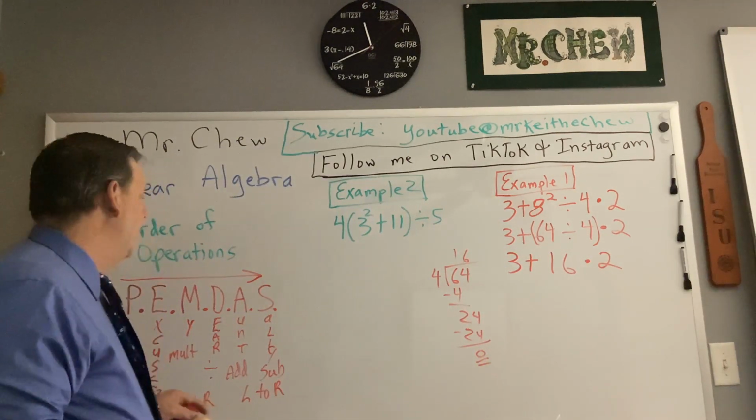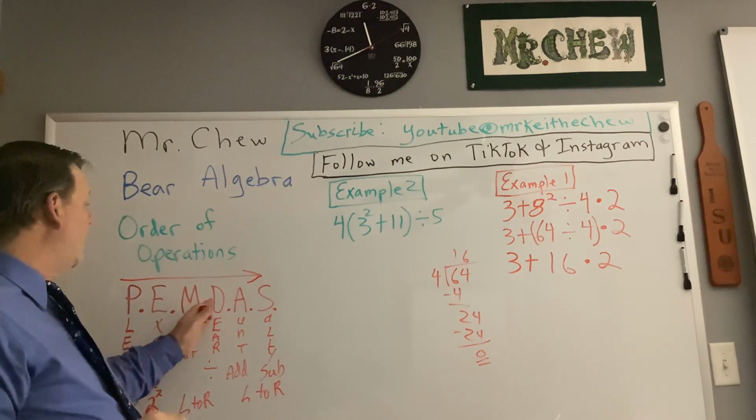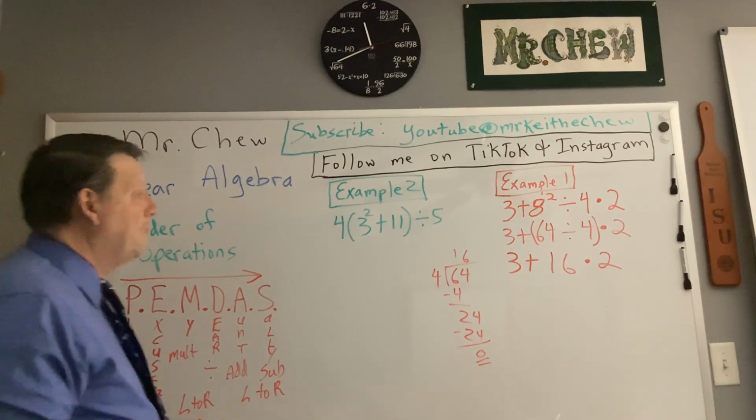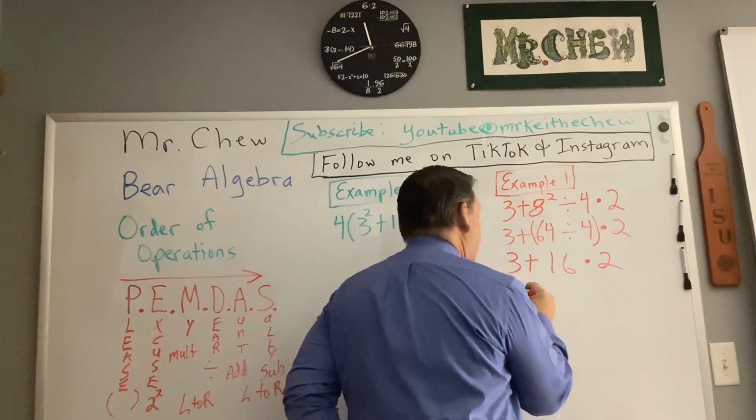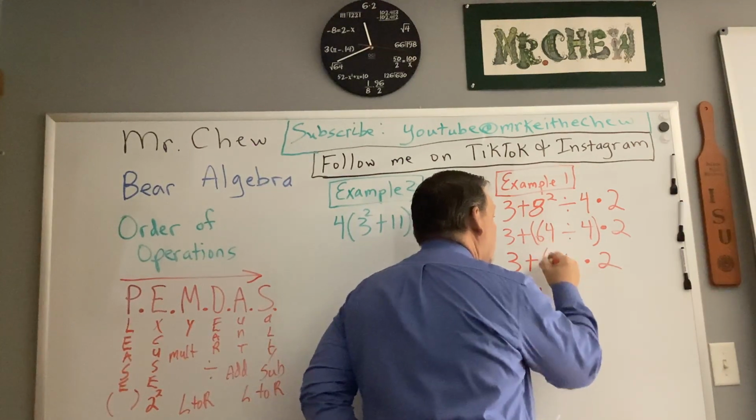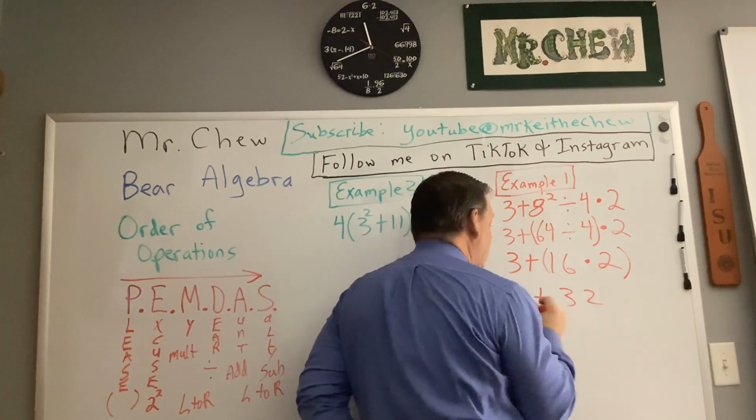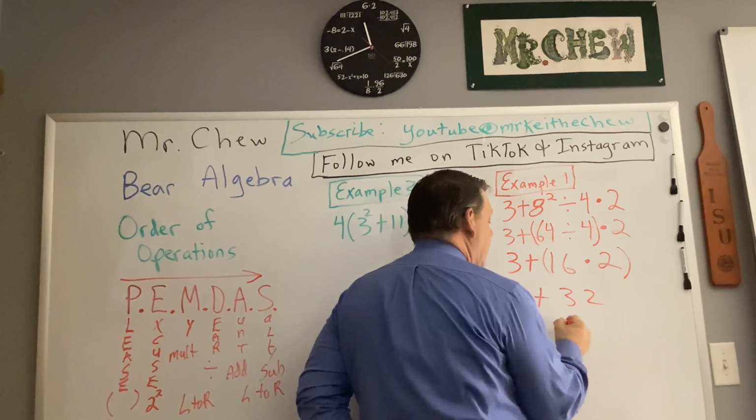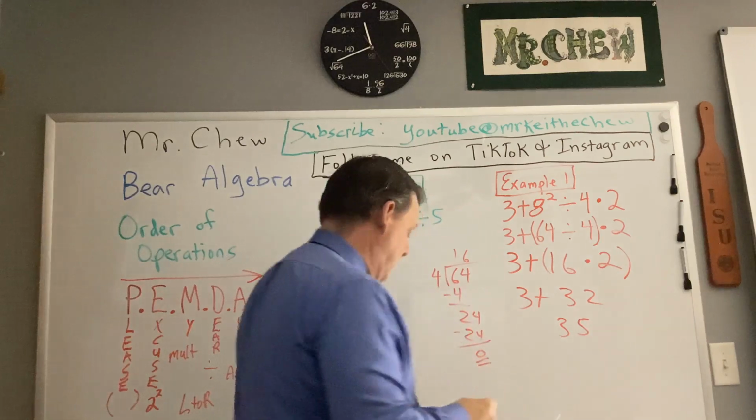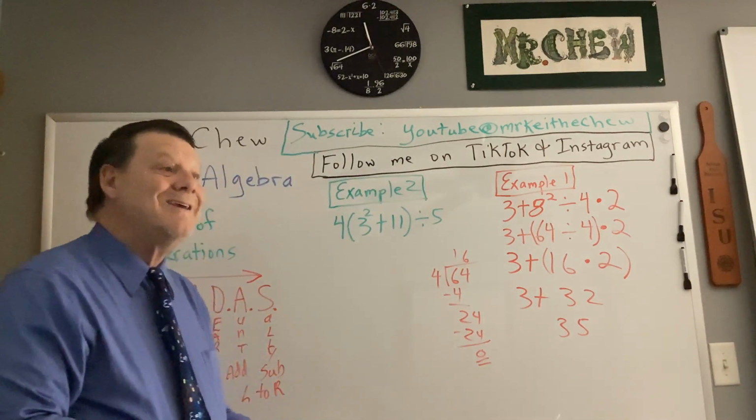Now what do we do? Well, we've already gotten over to multiply, divide, so is there any more multiplication or division? Yes, there is. We're going to do this next. 16 times 2 is 32. 3 plus 32 is 35. So that is example 1.